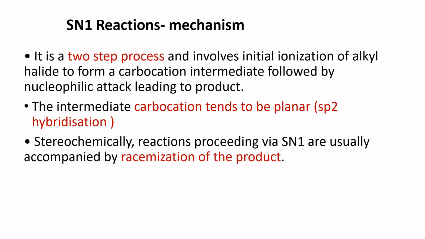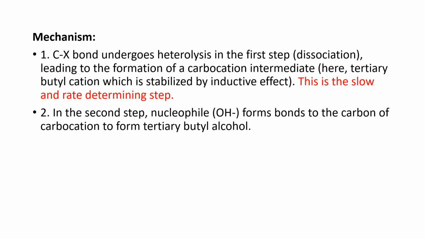The SN1 mechanism is a two-step process that involves initial ionization of alkyl halide to form a carbocation intermediate, which is followed by nucleophilic attack. The formation of carbocation is the slow and rate determining step. The carbocation is planar with sp2 hybridization, so the nucleophile can approach the carbocation from either side. As a result, SN1 reaction is accompanied by racemization of the product.